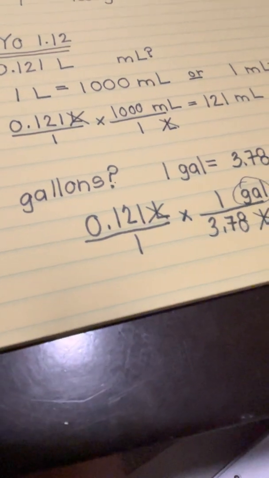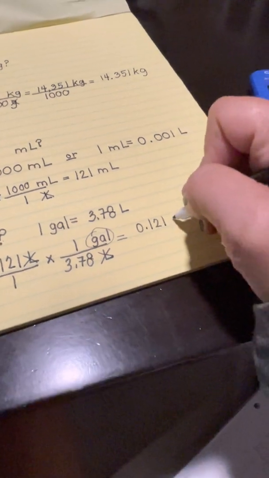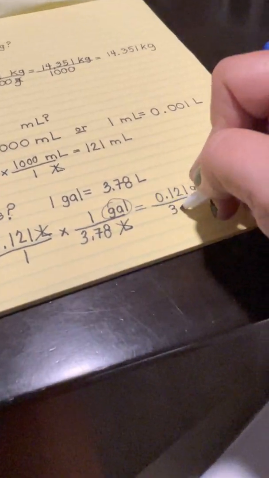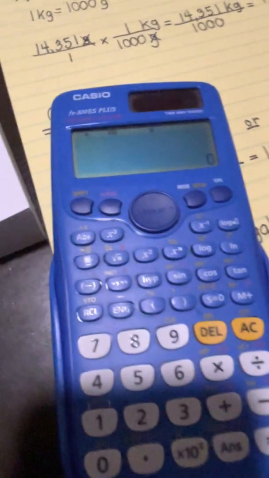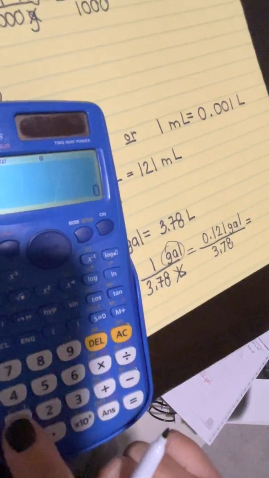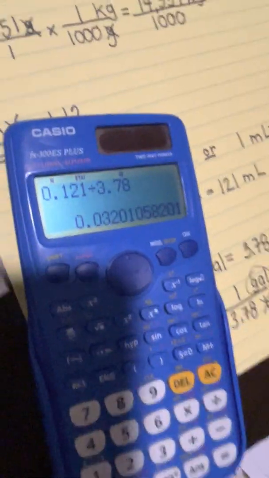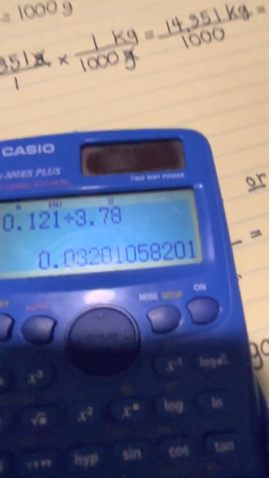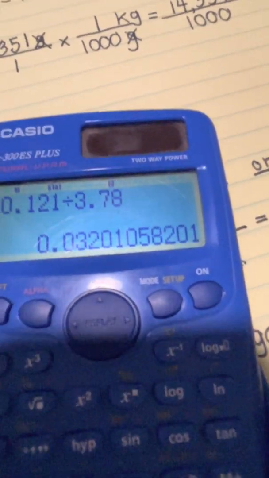So 0.121 times 1 equals 0.121 gallons over 1 times 3.78, which is 3.78. All right, so now we have to go to our calculator and type in 0.121 divided by 3.78. And our answer is 0.032 gallons.